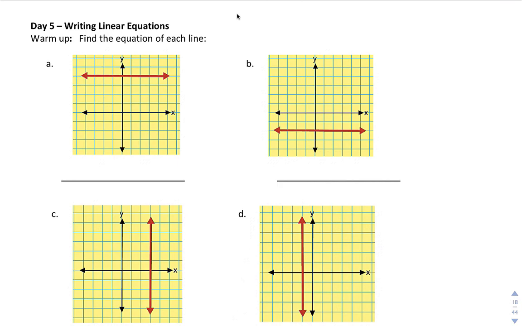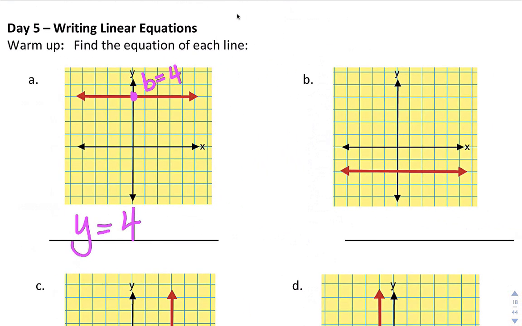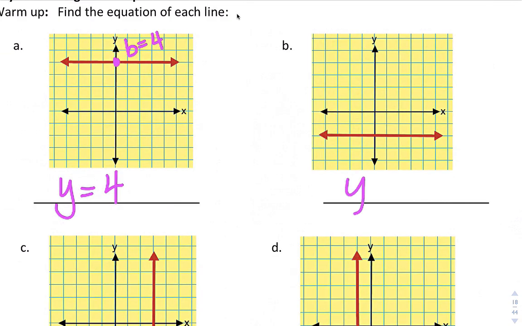All right, so the first one, we have the y-intercept. The y-intercept is at 4. What's the b value? It's 4. And the slope is 0. So we can write this equation as y equals 4, slope is 0. This one right here, the y-intercept is -2. And again, the slope is 0.